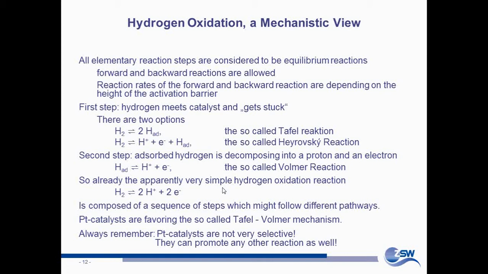And these catalysts have to enable reactions, and the apparently very simple, and as we have seen from the experimental data, very reversible and fast hydrogen oxidation reaction is by itself a multi-step process. So hydrogen has to come to the surface. It has to interact with the surface. It will dissociate, and then it will release electrons and move as a proton into the electrolyte, and we call that the Tafel-Volmer mechanism of hydrogen oxidation.